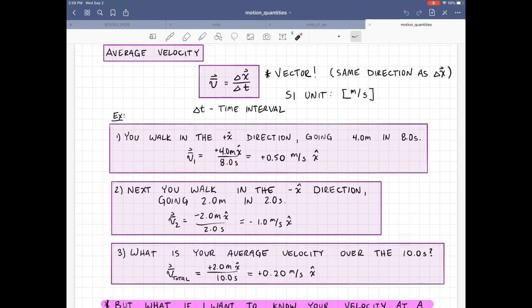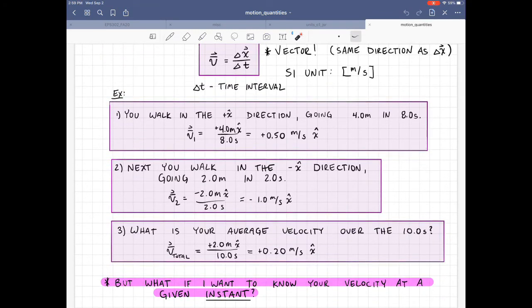And so let's look at this example here. Let's say that we walk in the x direction for 8 seconds and we go 4 meters, right? So we cover 4 meters, 8 seconds, and we are traveling in the positive x direction the entire time. So that means our displacement is going to be plus 4 meters in the x-hat direction. Our time interval is 8 seconds. And so when we take that ratio, our average velocity is 0.5 meters per second in the positive x-hat direction.